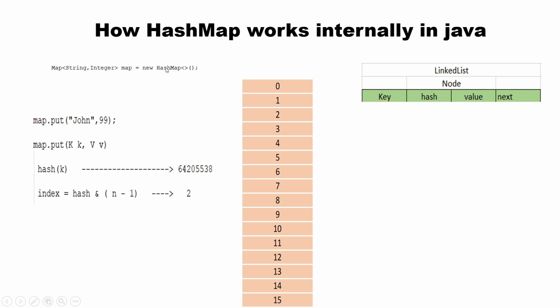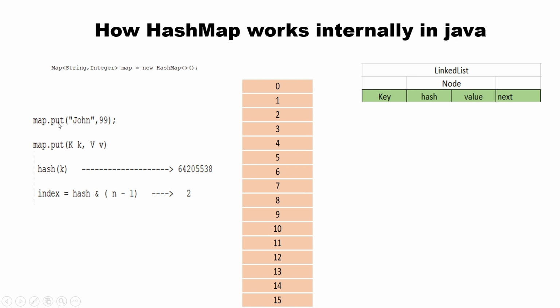This HashMap is an implementation of the Map interface, and if you want to add a value into this HashMap, we are going to use the put method. This put method is going to take a key and value as arguments. In this case, the first key we are passing is John and the value is 99.